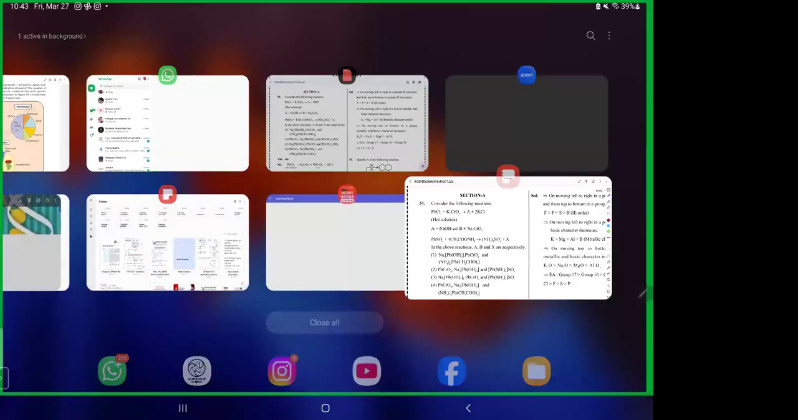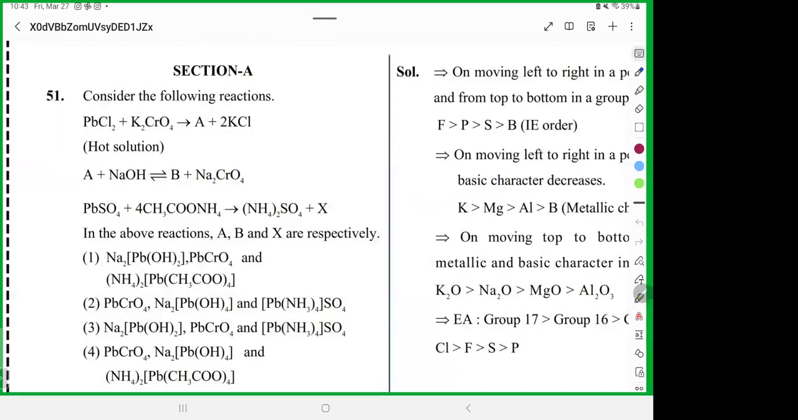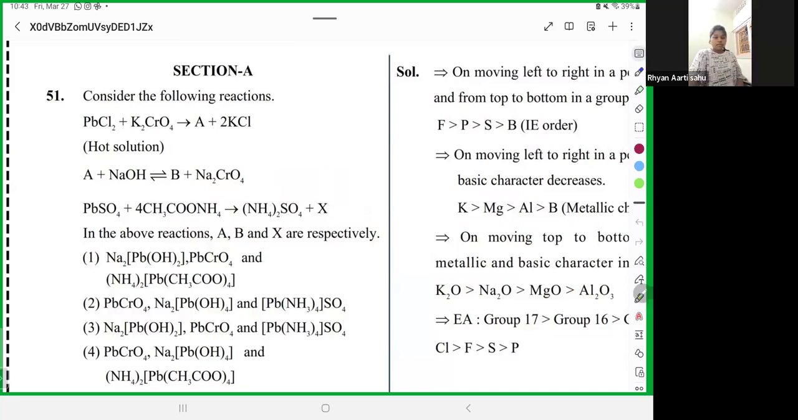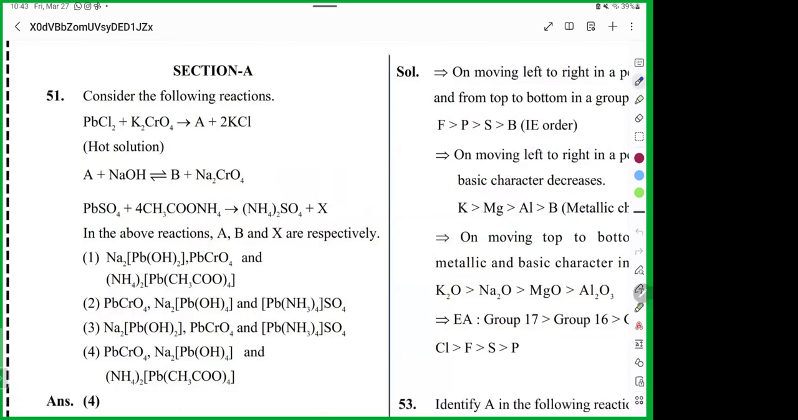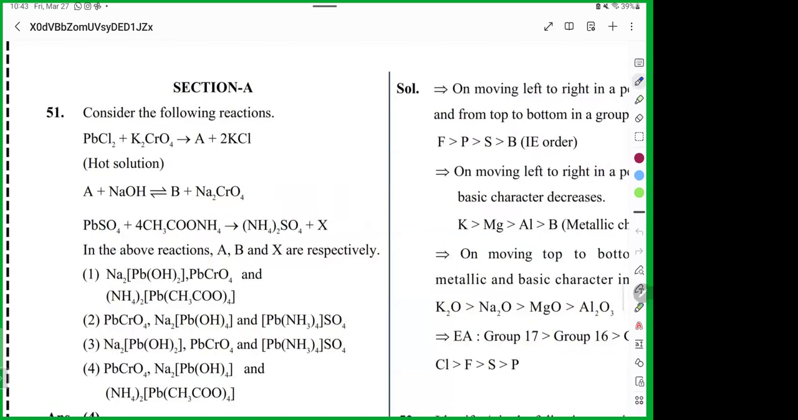So, first question, look at this. We will answer the questions, and you have to write everything I explain. You just go through the question once and understand what is asked.